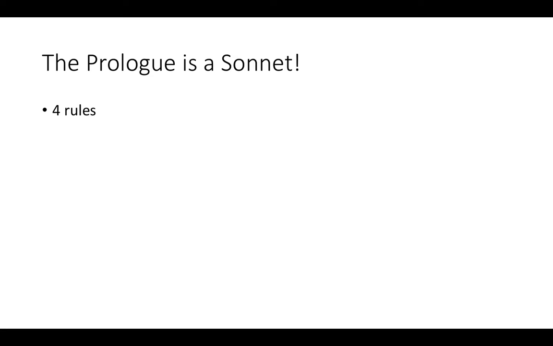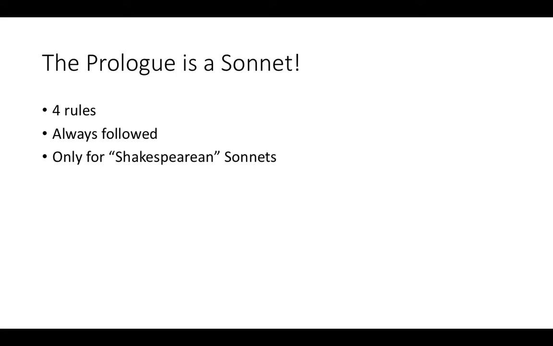There are 4 rules to writing a sonnet. They're always followed every single time, but this is only for Shakespearean sonnets. There are other kinds of sonnets, but I won't bore you with the rest of those. The first rule to writing a sonnet, it's always 14 lines. That rule is easy. The second rule to writing a sonnet is there's a particular rhyme scheme involved.